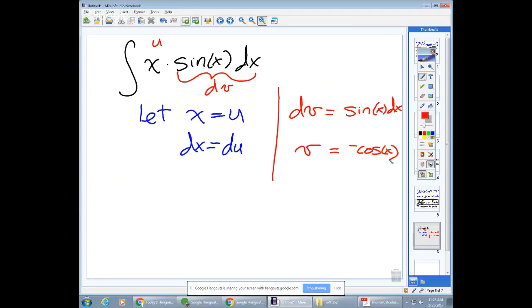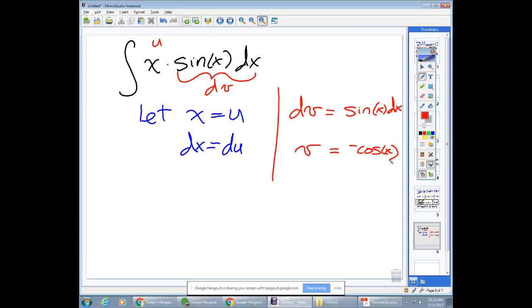And usually what you want to go for is u should be something that's easily differentiable and v should be something that's easily integrable. Sometimes it's hard to pick because the sine, differentiate or integrate, it's not that bad. But x, if I integrated it, it gets worse. That would be x squared over 2. So usually if you pick a u and it looks worse than what you started with, it probably is worse than what you started with and you shouldn't go that direction.